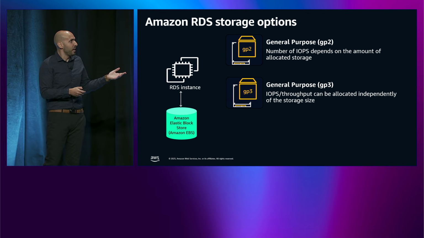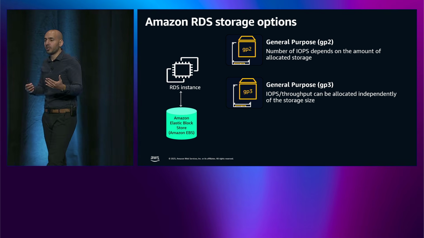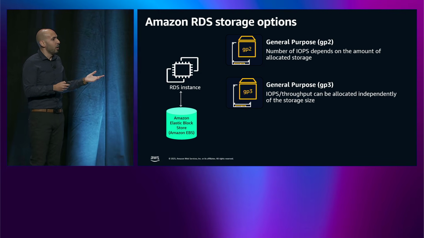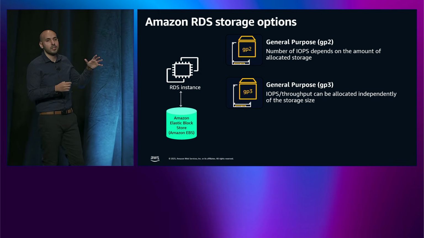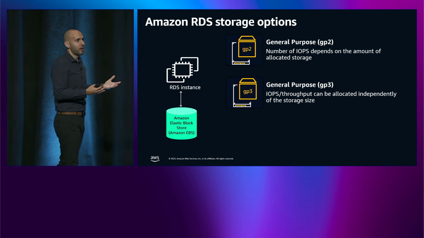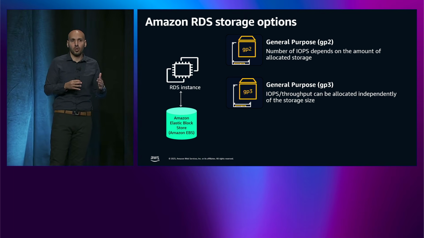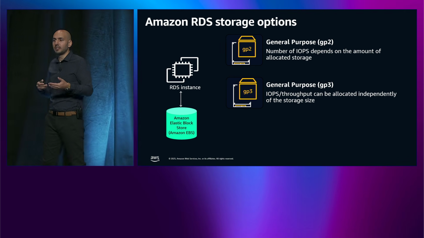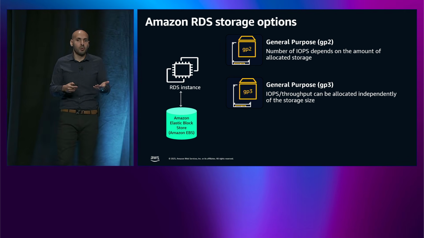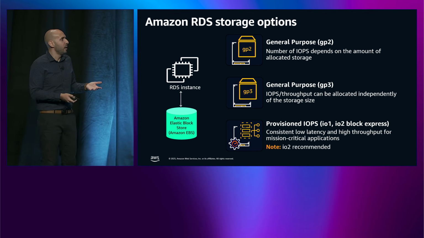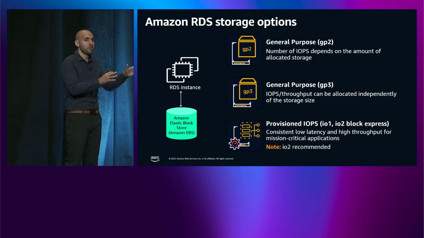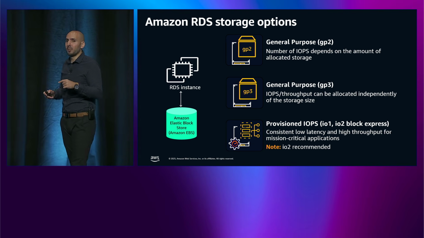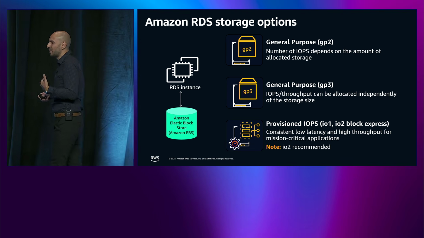With GP3, on the other hand, you have more flexibility. You can allocate IOPS and throughput independently of the storage size. However, both GP2 and GP3 are best suited for development and testing environments, as well as medium-sized workloads. If you have mission-critical applications which require consistent low latency, I would typically recommend my customers to use IO1 or IO2 Block Express. These are the go-to option for mission-critical applications, with IO2 being the more recommended option because of its improved performance and durability.